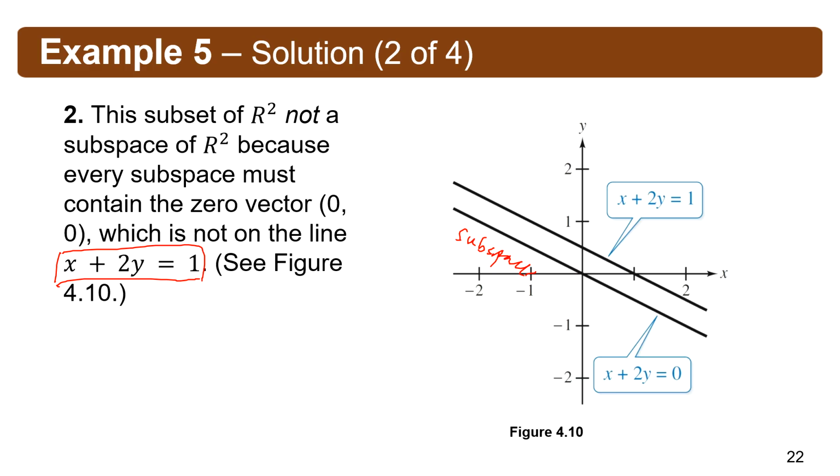Now, in this case, this subset is not a subspace because every subspace must contain the zero vector. And this one does not go to 0, 0. It does not pass through 0, 0. So we say this is not a subspace because it does not contain the 0, 0 vector. Again, for it to be a subspace, it must contain the 0, 0 vector. Just by looking at the function or the graph, you can easily determine if it is a subspace or not.